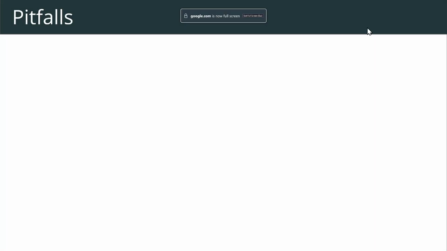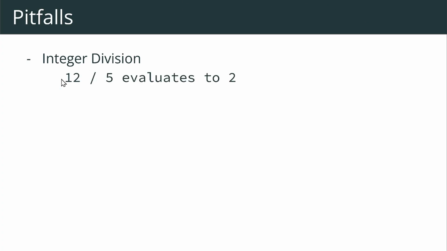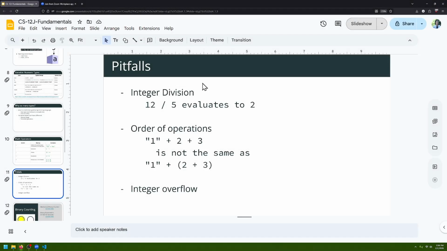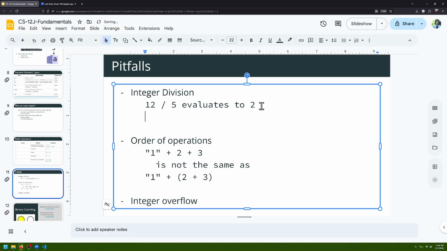There's a couple pitfalls that you might run into. We saw integer division here. This can be a pitfall depending on your task. Integer division means we're treating both sides as integer literals. In this case, 12 divided by 5 evaluates to 2. But if you were to treat them as doubles, like this, in this case the numerator is being treated like a double literal, and this is going to evaluate to 2 point something, 2.4, I believe.